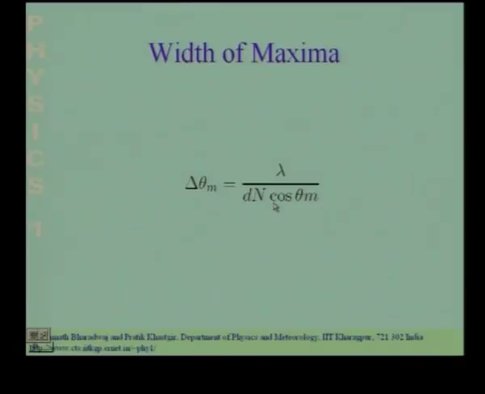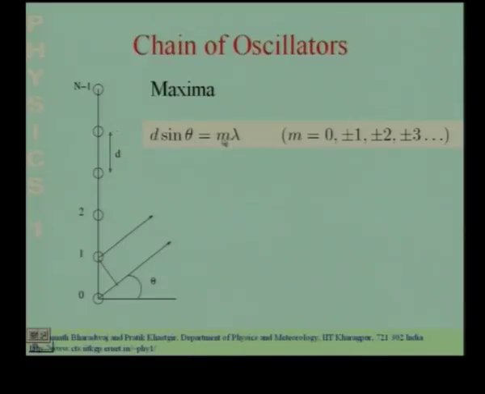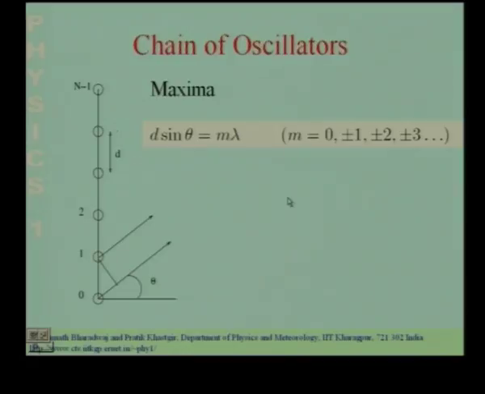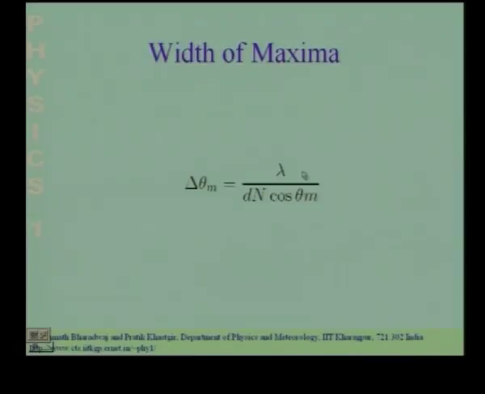And if I look at this, for example, if I look at the 0th order maxima, the 0th order maxima occurs when theta is equal to 0 in this direction. If I look at the 0th order maxima, cos theta m is going to be 1. If I look at the first order maxima, it is going to occur at theta equal to sin inverse lambda by d. So, it is a larger value of theta. So, cos theta is going to be smaller. So, what we can say is that the 0th order maxima is the sharpest, the first order maxima is somewhat broader, the second order maxima is even more broader.